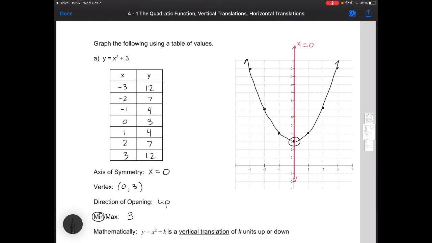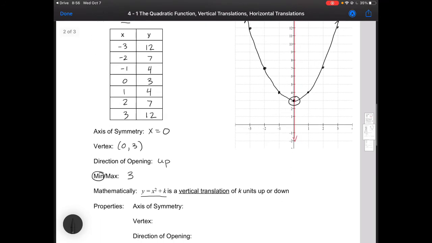Mathematically, anytime you see an equation y equals x squared plus k, as in this one we had plus 3, it's a vertical translation of k up or down.